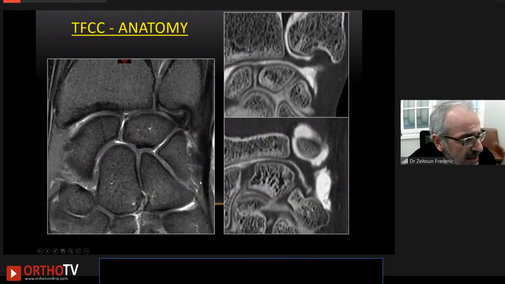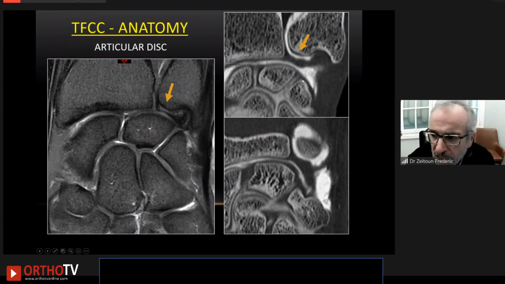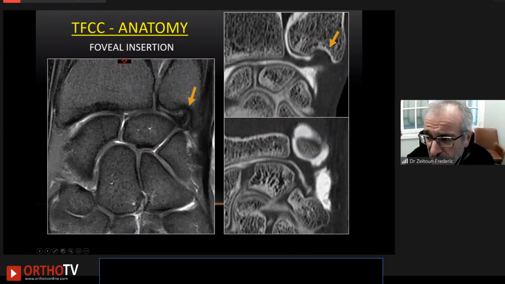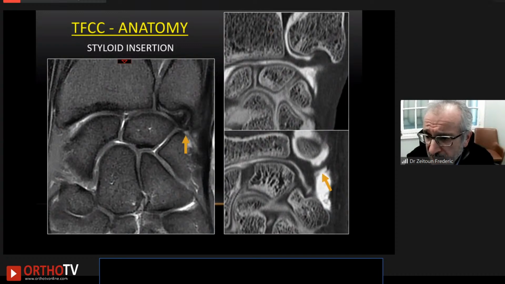As you can see on this MRI and on this CT arthrography, you can distinguish the articular disc just here and here on this CT arthrography. You can also distinguish the foveal insertion of the TFCC and its styloid insertion, and finally the meniscus here.